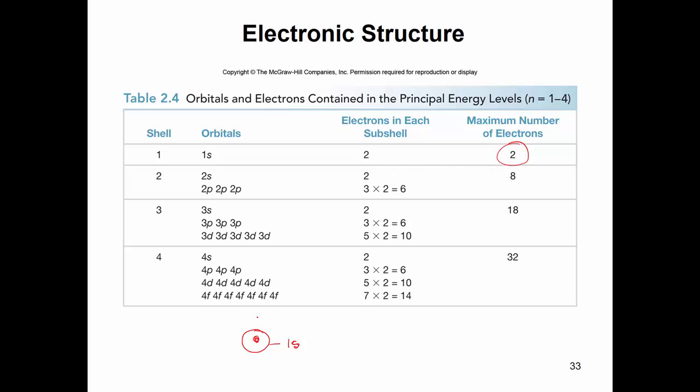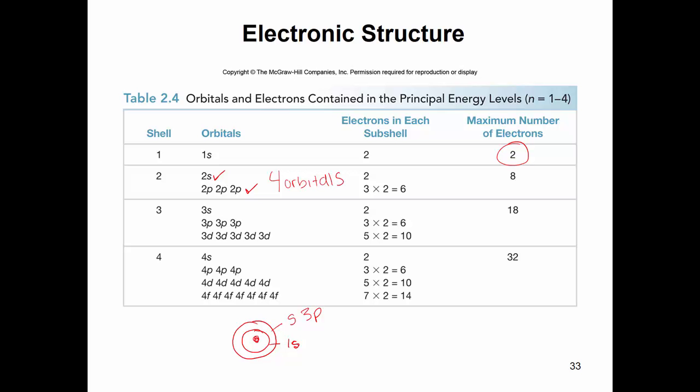If I look at my second energy level, it has an s orbital, and remember our p orbitals come in a set of 3, so it has 3 p orbitals. It's actually called the 2s, and we'll learn why later, but we have an s orbital and 3 p orbitals. So altogether we have 4 total orbitals, an s and 3 p's.